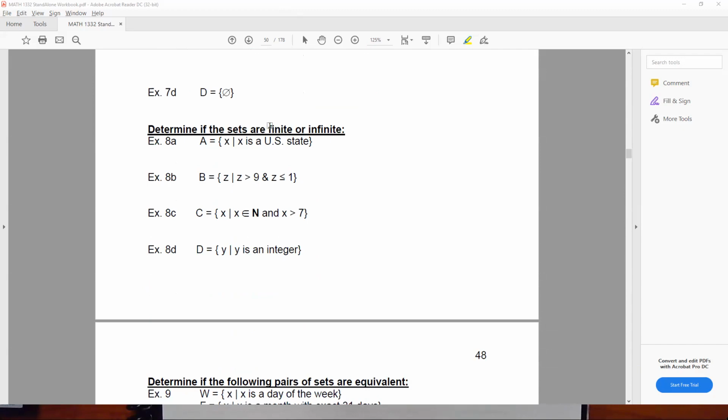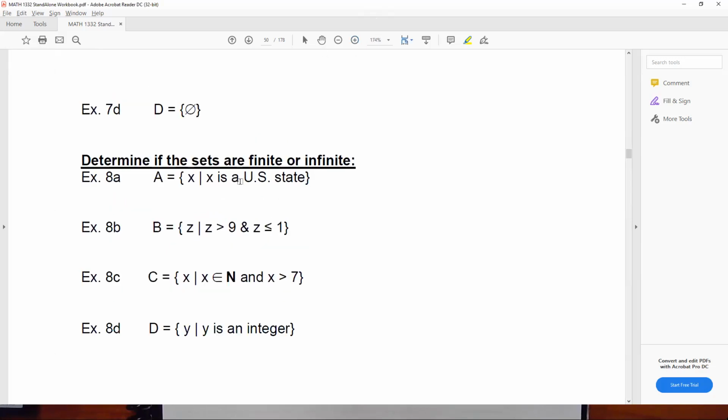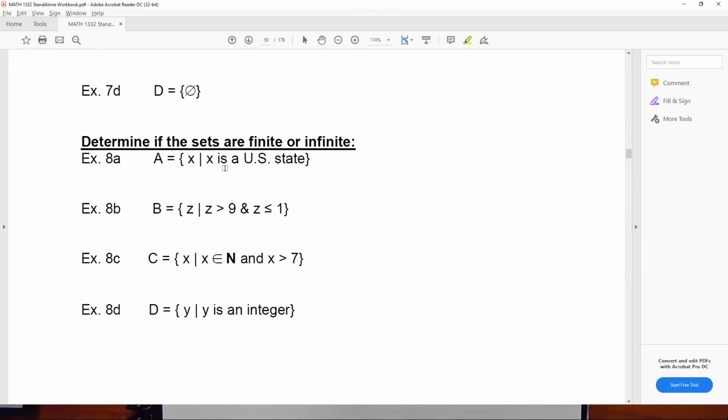So now this question of infinite or finite. You have to figure out, okay, does it go on forever or is it a set number? For example, 8a right here. It doesn't go on forever, right? There's only so many states. So this for sure will be finite. So I'll put F.